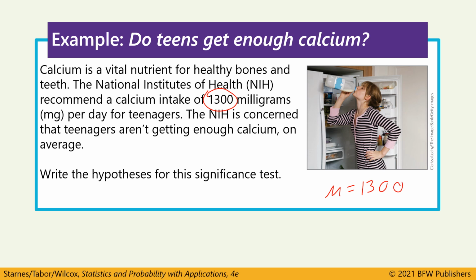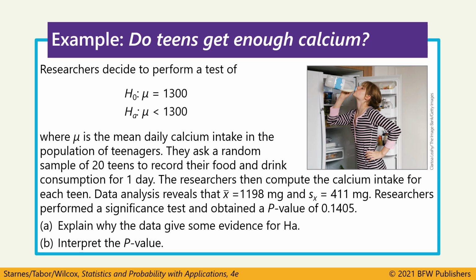And the alternative will have some kind of sign that's not an equal sign: less than, greater than, or not equal to. And we're going to get that from the wording in the problem. It's noting that they are concerned they aren't getting enough calcium, which would mean that their mean calcium intake is less than 1,300. Remember that when we write these hypotheses, we're always writing them about a population parameter, mu or p, never an x bar or a p hat. And then also remember that these two numbers will always be the same value.